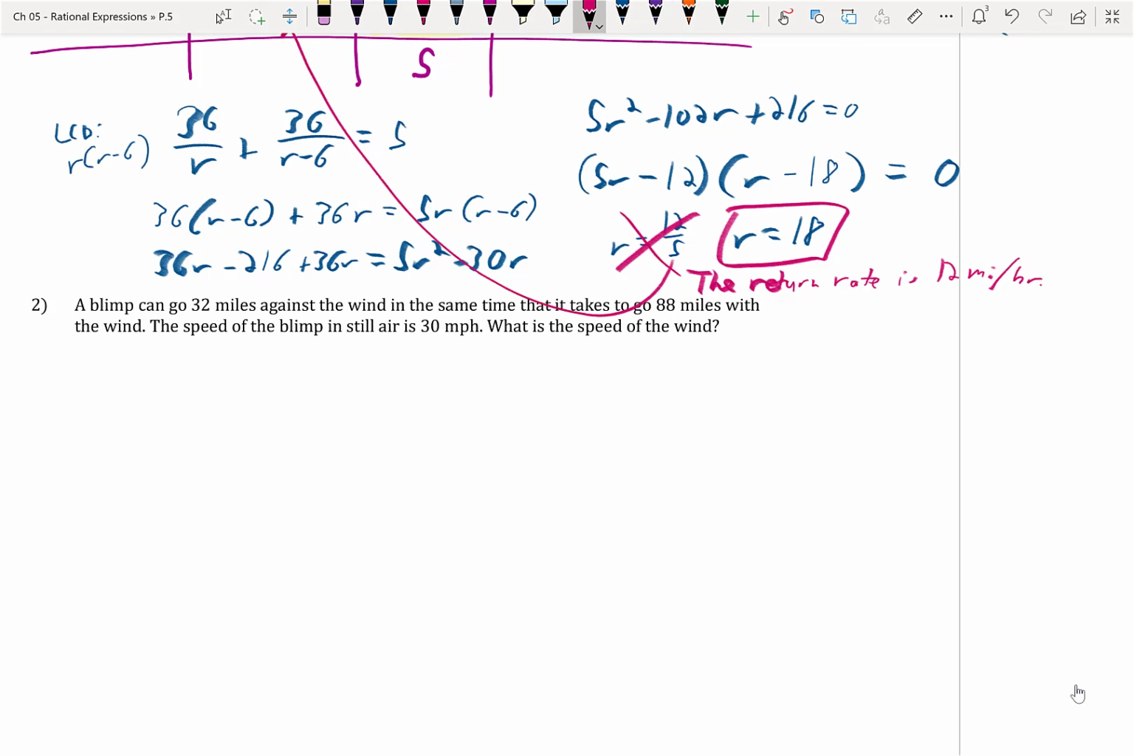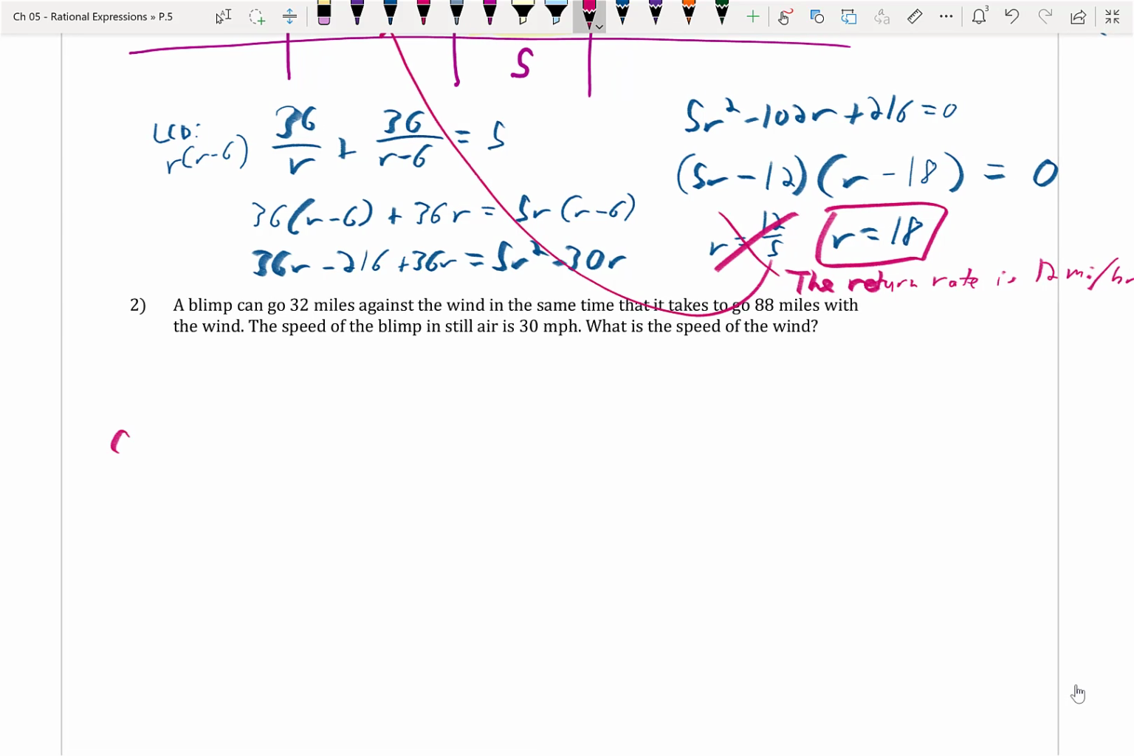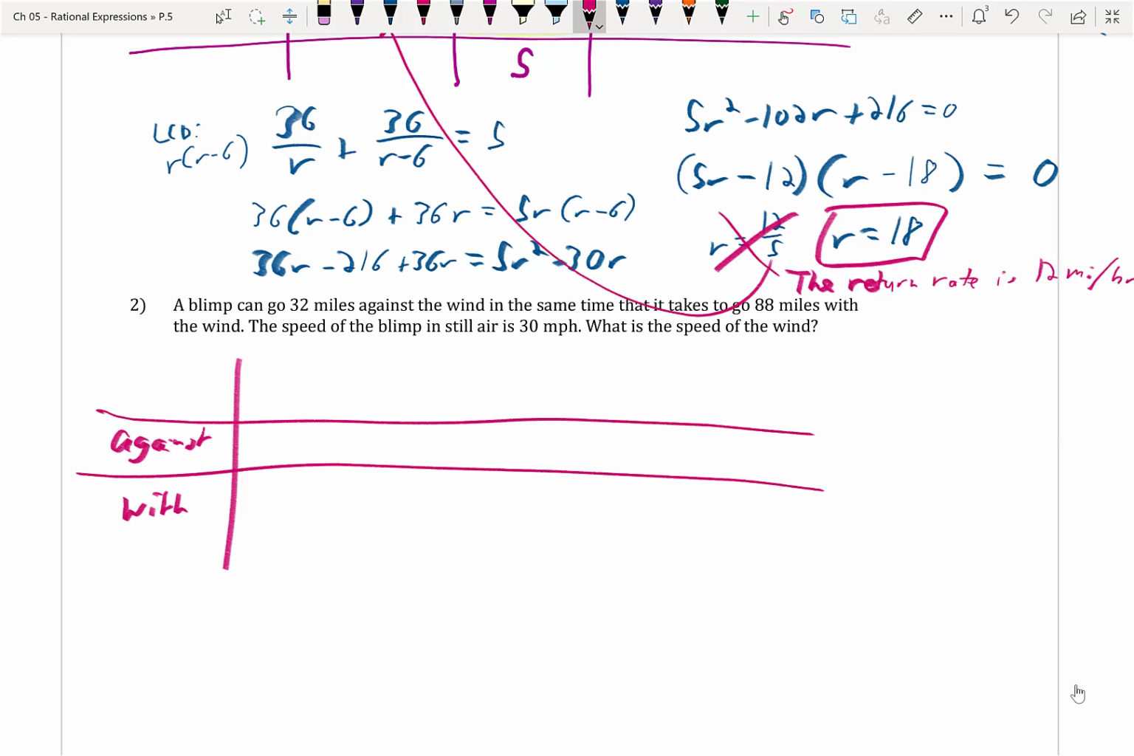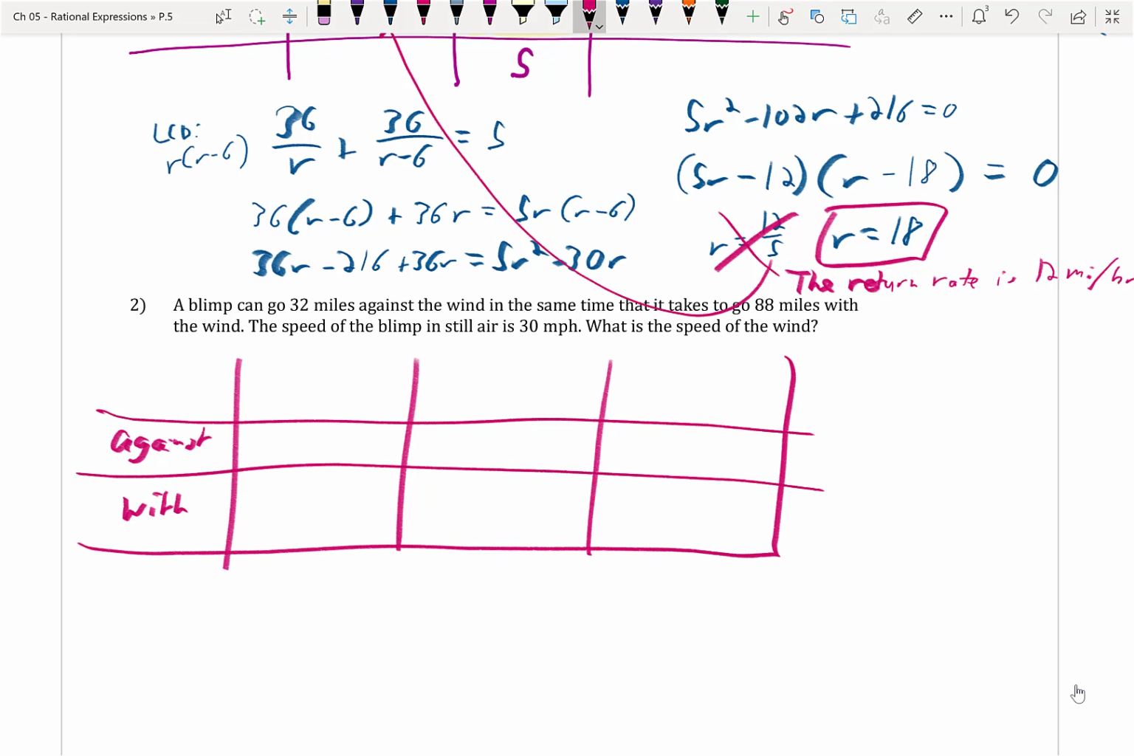So we've got two trips like we did before, and whenever we have wind problems, our two trips are typically an against the wind and a with the wind. Against and with. And we're going to set up the three scenarios here where I need to put my units down: miles per hour, hours, and miles. Please don't do M for miles. The track person in me would hate that.